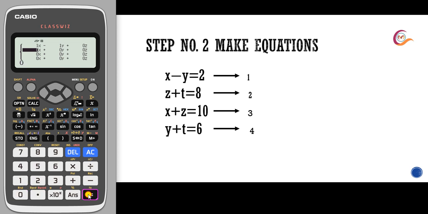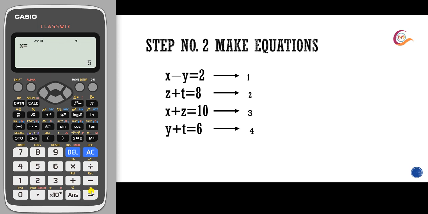Same, 0, 0, 1, 1, 8. Then 1, 0, 1, 0, 10. Then 0, 1, 0, is equal to 6.